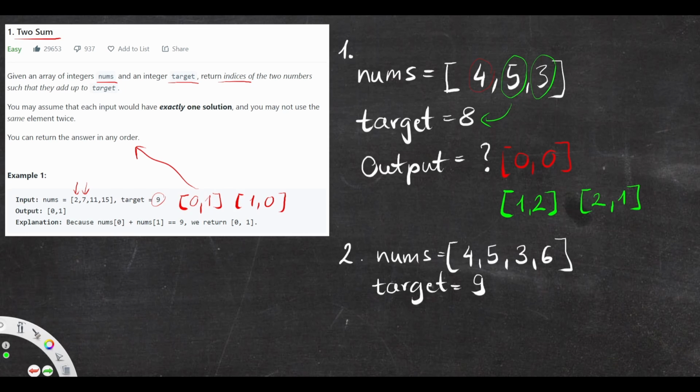So in this case, one valid solution would be 1 and 2, and another valid solution would be 2 and 1. The next important part of this problem statement was that there is exactly one solution. In this second example, we have 4, 5, 3, and 6, and our target number is 9. How can these numbers add up to 9? One solution would be 4 and 5, but there is another solution, 3 and 6. Since there are two valid solutions, this is invalid. We don't have to consider this during the implementation.